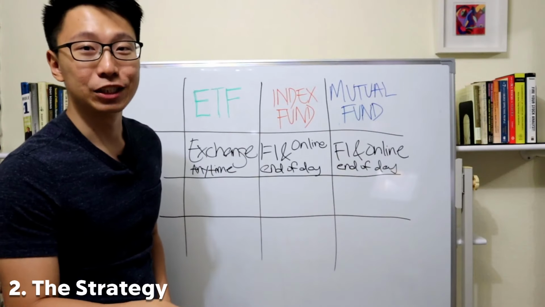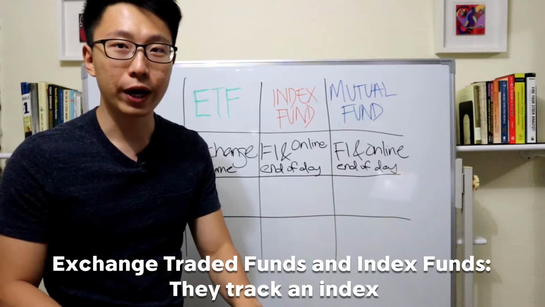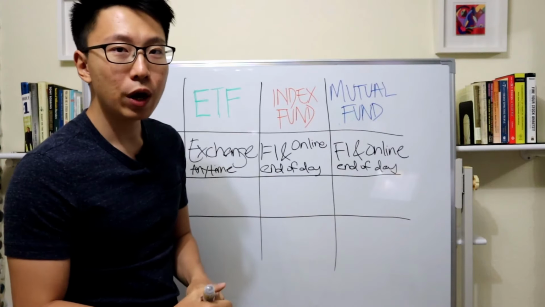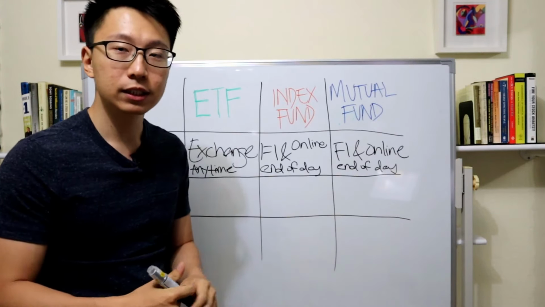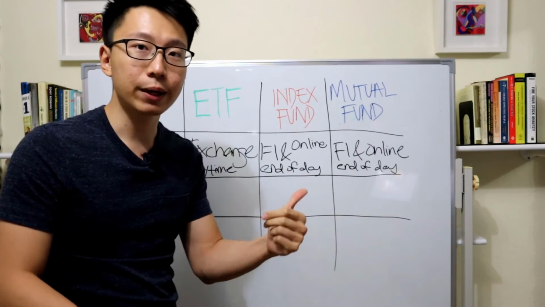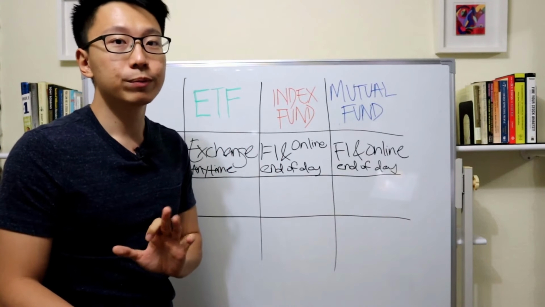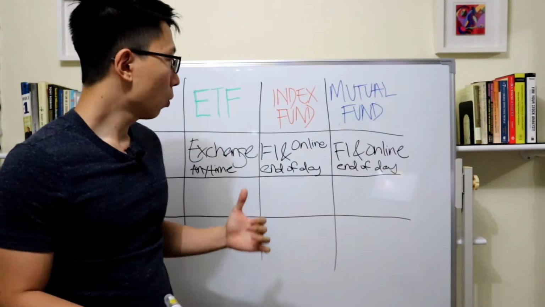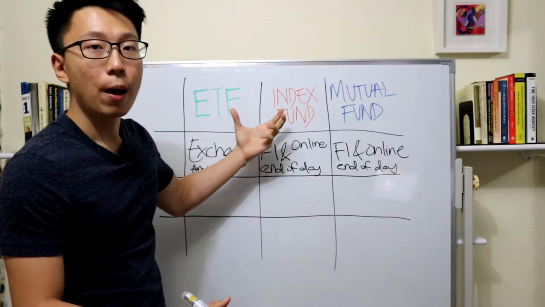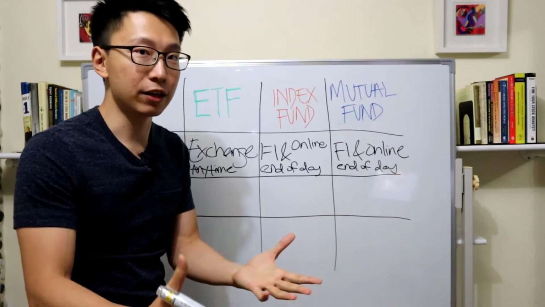The second difference is the strategy. For exchange traded funds and index funds, they track an index. They try to mimic the performance of the asset classes in the index. For example, the Straits Times Index, which is the top 30 Singapore blue chip stocks. So these funds are trying to mimic the performance of that index because no one can invest in the index.